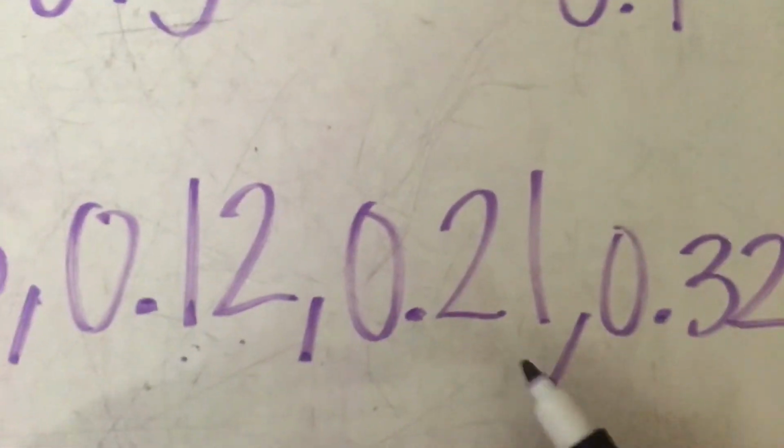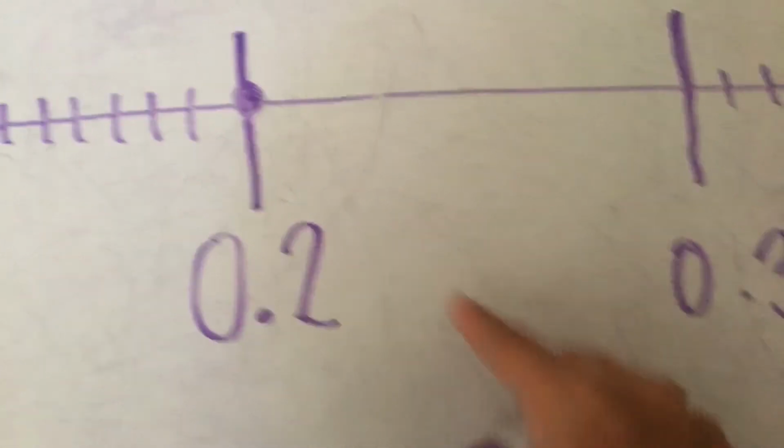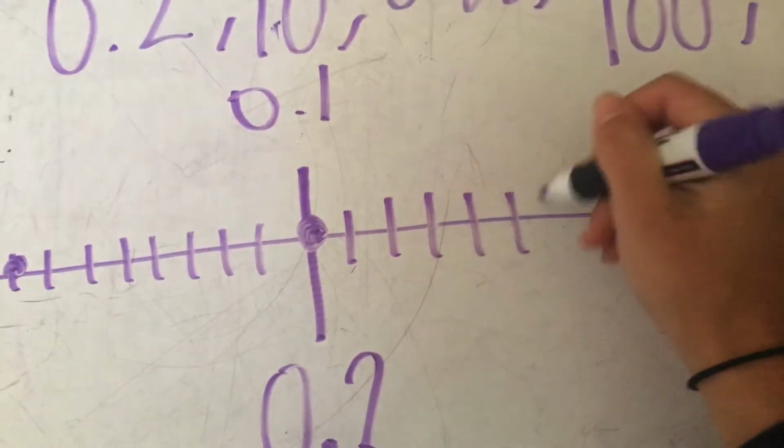Okay. And then I have 0.21. So I go to the 2 in the tenths. Here's the 2 in the tenths. And then I split this up into 10 baby pieces. So 1, 2, 3, 4, 5, 6, 7, 8, 9. And then plot my point.